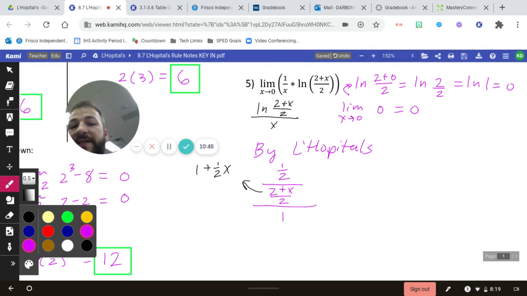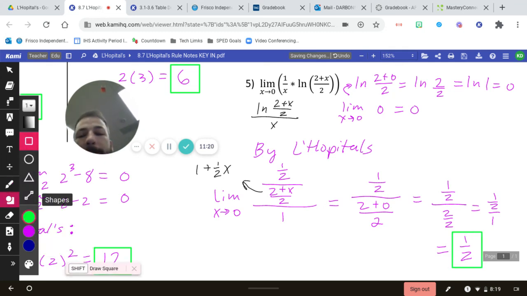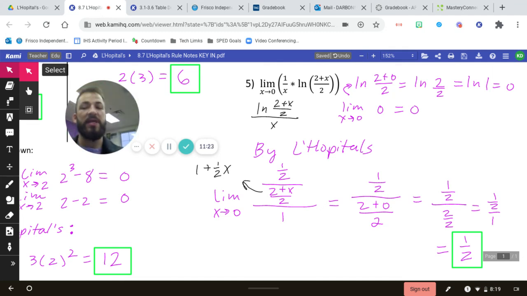Okay, and this is still the limit as x approaches 0. Now I know it's a little bit of a mess, but we can evaluate from here. So plug in that 0, so we get 1/2 divided by (2 plus 0) over 2. Notice how I just dropped the 1 on the bottom, because if I'm dividing everything by 1, it's just itself. So this is equal to 1/2 over 2 over 2, which is just 1/2 over 1, which is just equal to 1/2. And there you have it.